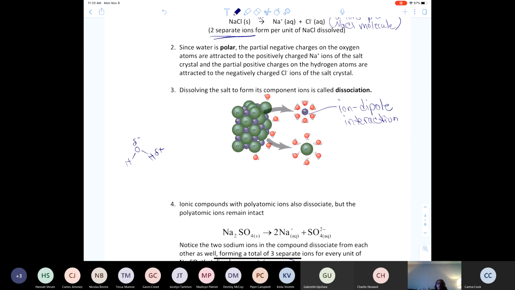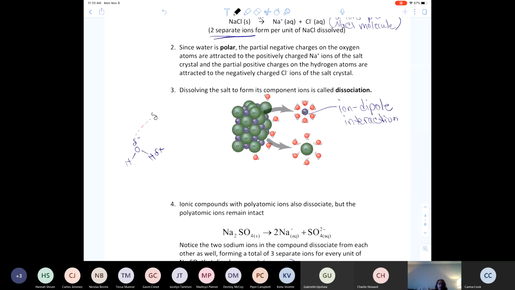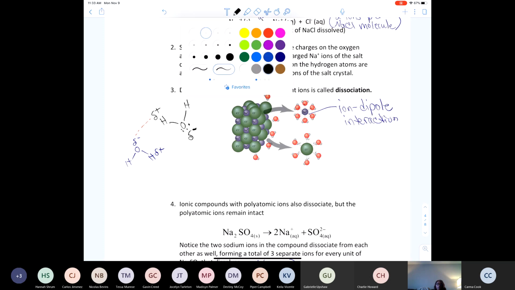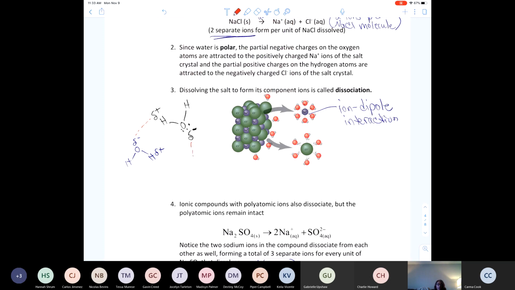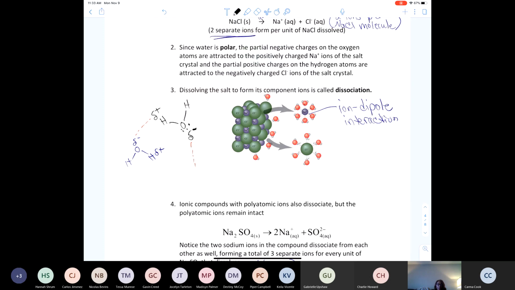And therefore, water molecules can hydrogen bond with each other, because the partial positive charge on a hydrogen of one water molecule is going to be attracted to the partial negative charge of a neighboring water molecule. So therefore, you'll have these intermolecular forces that we call hydrogen bonds.